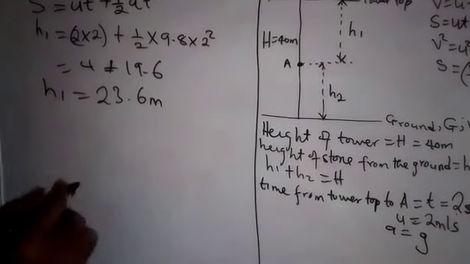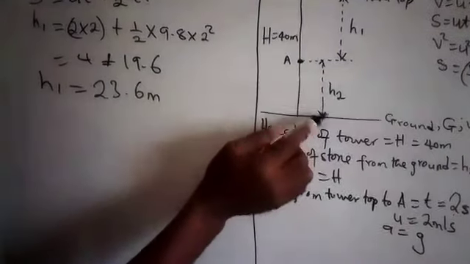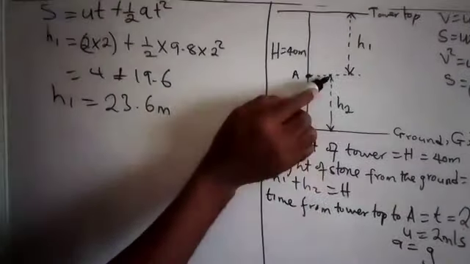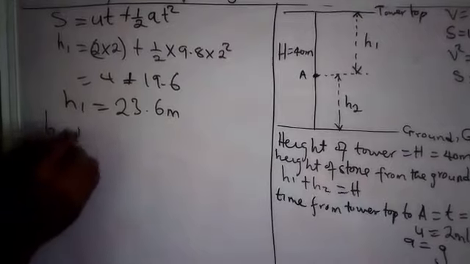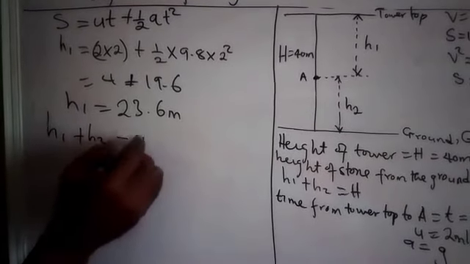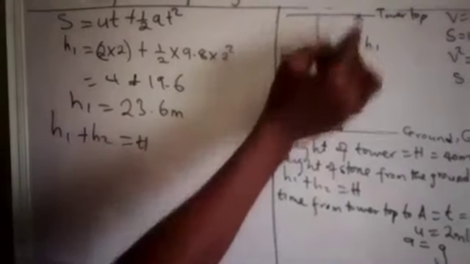But we're looking for H2, which is the height of the stone from the ground. The one we've calculated is from here to here. So you remember that H1 plus H2 is equal to H. You can see that from this diagram, from here to here.